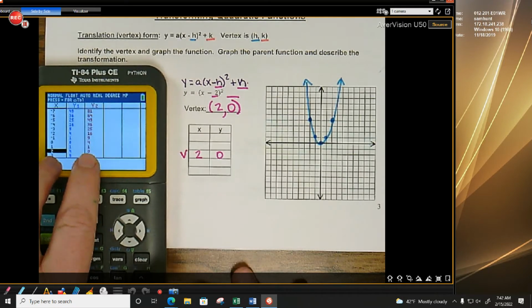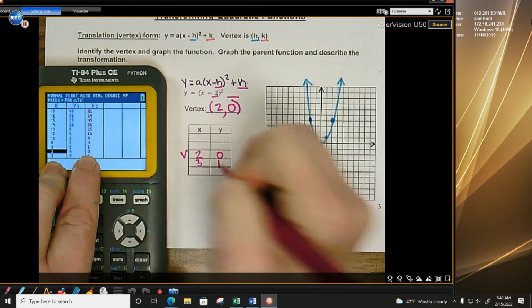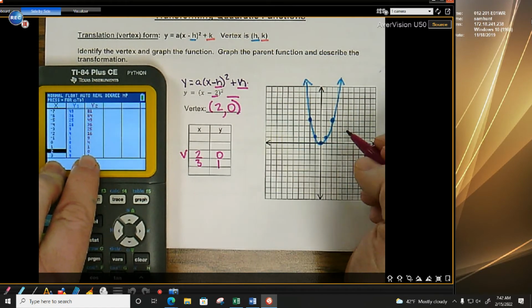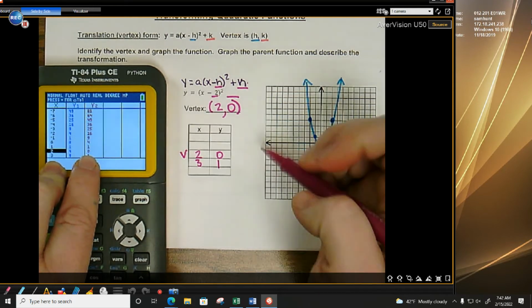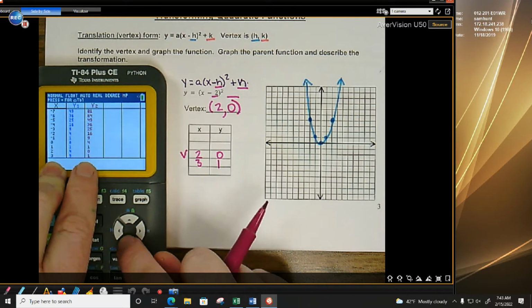What's right below 2, 0? 3, 1. Make sure you're looking. Notice how I'm color coding, guys. This is the red function on my calculator, and I'm doing it in red. Okay, go down, and what's right below 3, 1? 4, 4.